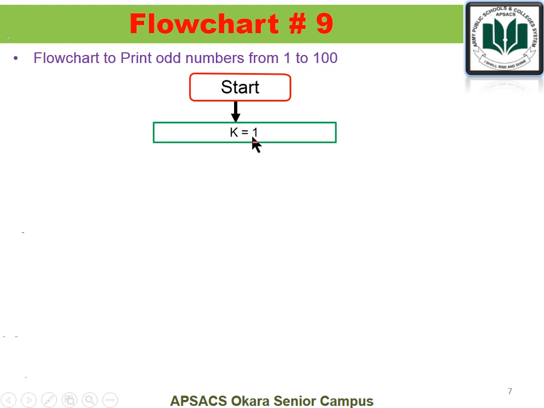I have just used k. The initial value of k is 1. It means the first odd number is 1. So here there is no input. It is processing. k is equal to 1, and we will output k because we have to print the odd numbers from 1 to 100. We have to print all the odd numbers from 1 to 100.